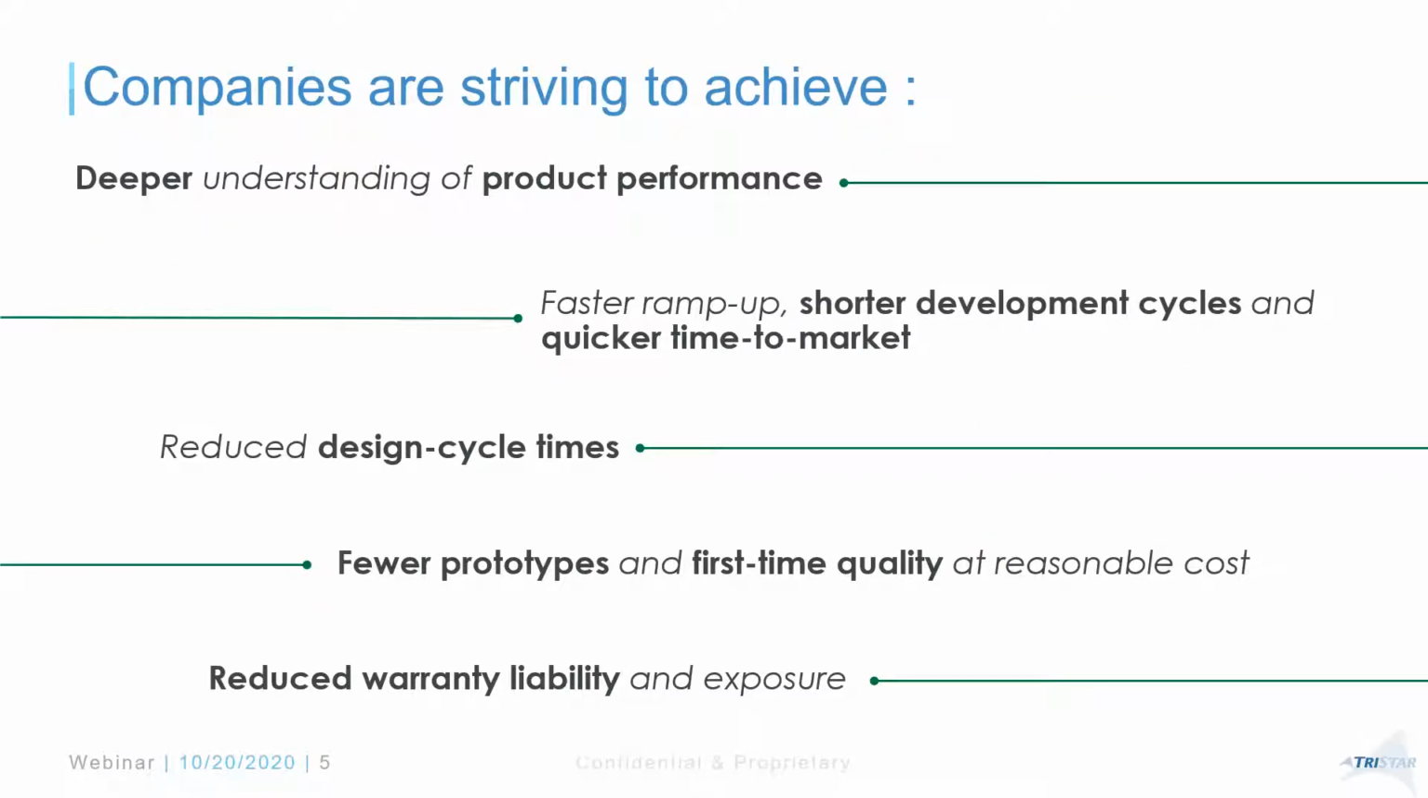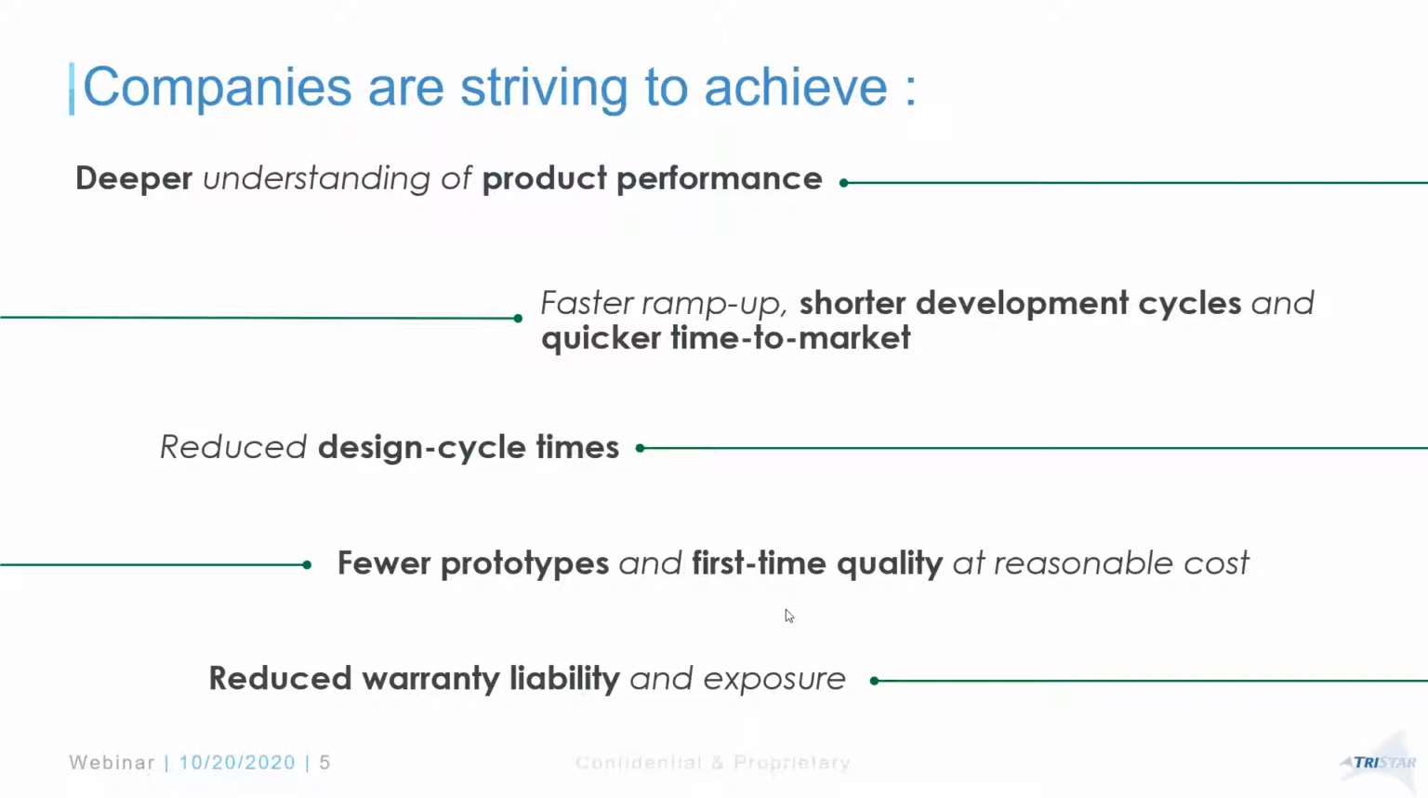This is something that all the companies we consult with, over my years, we have always seen. Product development companies and teams are trying to achieve improvements in these areas: a deeper understanding of how their product performs, shorter development cycles and quicker time to market, fewer prototypes, first time quality at reasonable cost, and also reduced warranty and liability exposure. I'm sure all of you are aware that pretty much all product development companies are striving to achieve these.